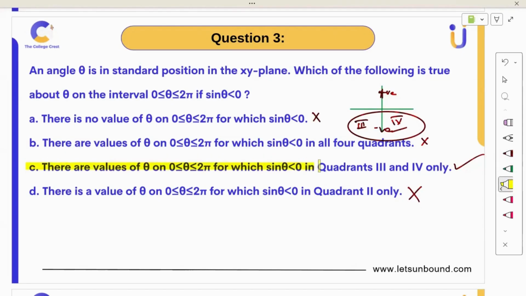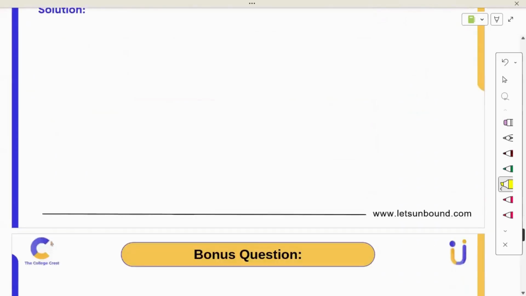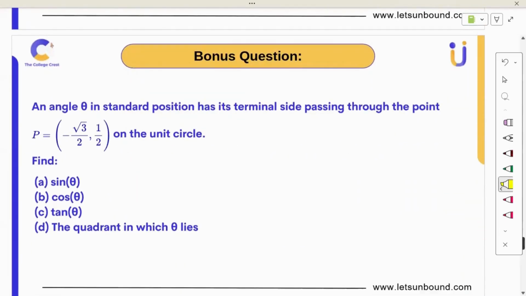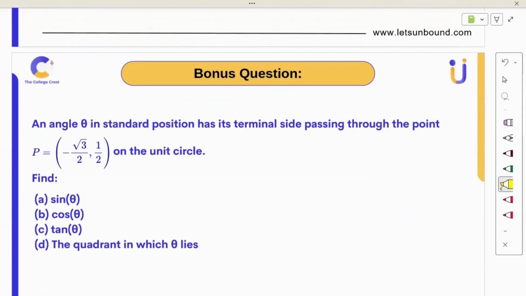Okay. Right. And that's the wrap for today's lesson. Before that, yes, I have a bonus question for you. So take a screenshot and try solving this.